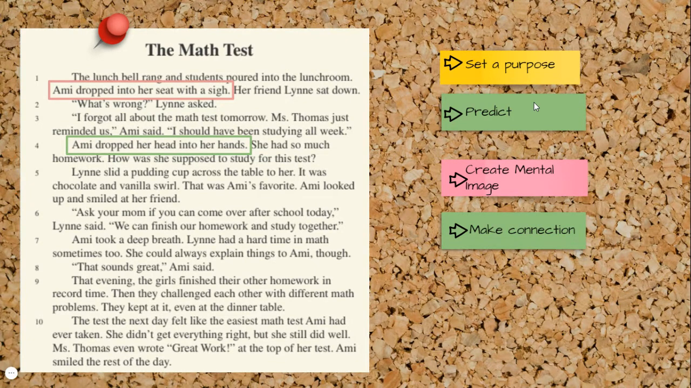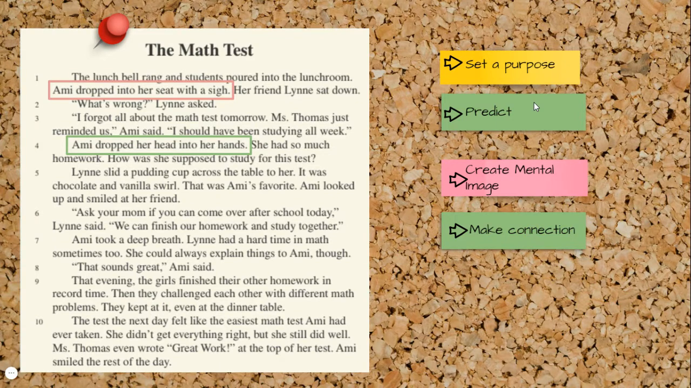Lynn slid a pudding cup across the table to her. It was chocolate and vanilla swirl. That was Amy's favorite. Amy looked up and smiled at her friend. Ask your mom if you can come over after school today, Lynn said. We can finish our homework and study together. Amy took a deep breath. Lynn had a hard time in math sometimes, too. She could always explain things to Amy, though. That sounds great, Amy said.